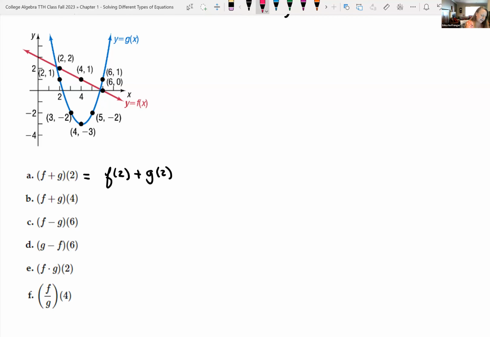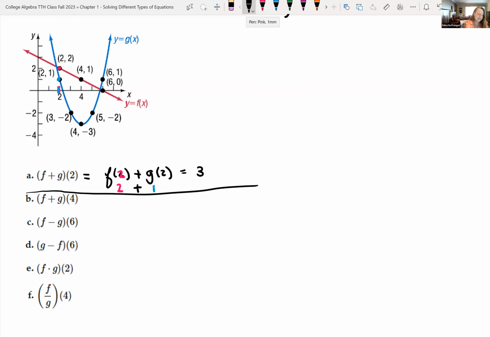Well, if I look at f of 2, so when x is 2, looking at what is my y value on that graph. Well, when x is 2, my y value is 2 plus g of 2. So again, I'm looking at when x is 2, going to my graph, what is g of 2? Well, g of 2, my y value when x is 2 is 1. So 2 plus 1 is going to give us back 3.